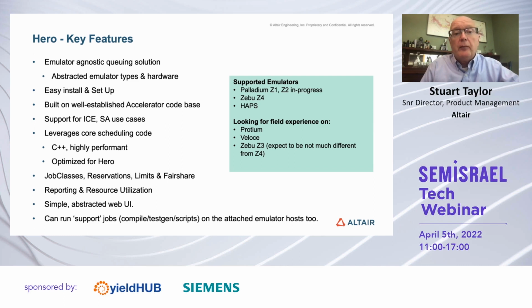It's easy to set up and install. It's built on the well-established Accelerator code base, and it's got support for ICE and SA use cases. It leverages our core scheduling code, which is C++ and highly performant, but we've put in some optimizations for the specific emulation cases. Rich scheduling parameters like job classes, reservations, limits, and fair shares are all supported, as is a solid reporting and resource utilization set of dashboards and metrics. It's got a simple abstracted web UI, and it can also run some of the support jobs, the compile, testgen, and scripts on the attached emulator host as well.